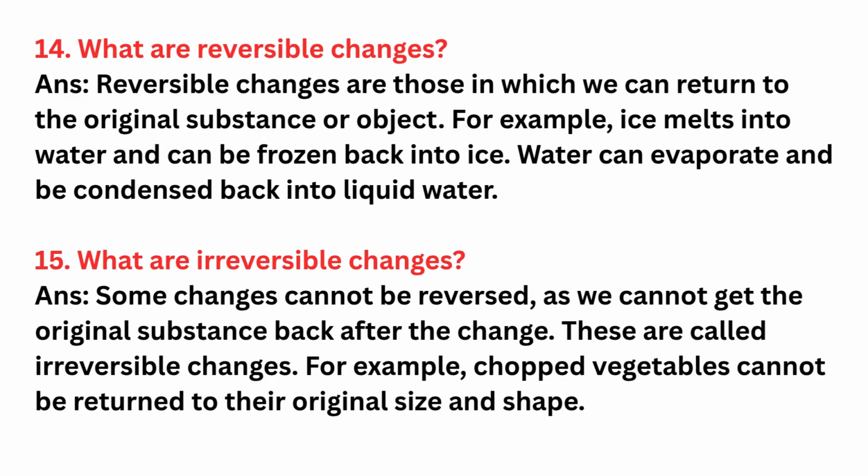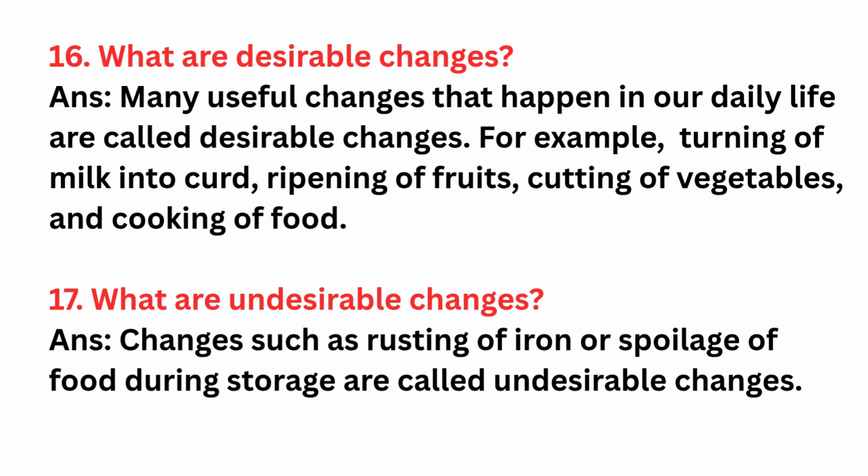Question number 16, what are desirable changes? Answer: many useful changes that happen in our daily life are called desirable changes. For example, turning of milk into curd, ripening of fruits, cutting of vegetables and cooking of food. Question number 17, what are undesirable changes? Answer: changes such as rusting of iron or spoilage of food during storage are called undesirable changes that take place in our everyday life.